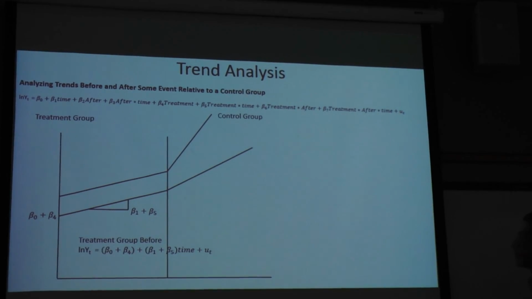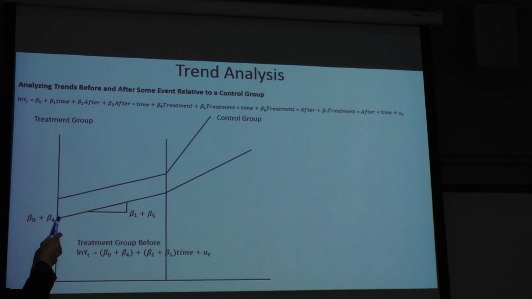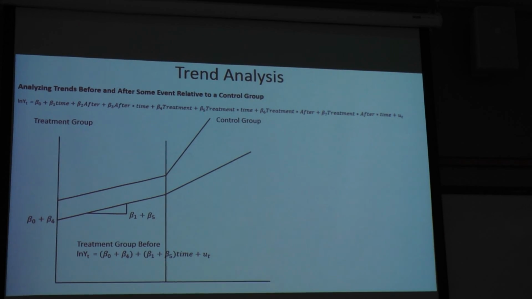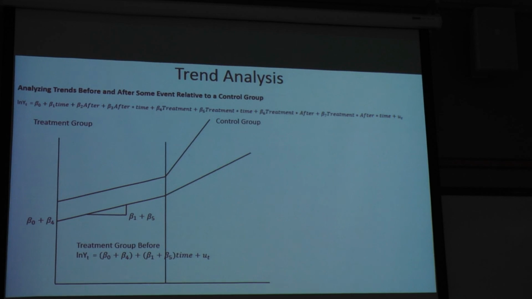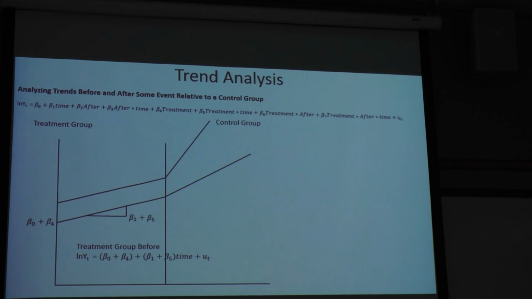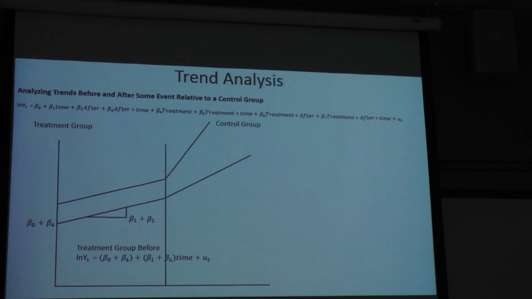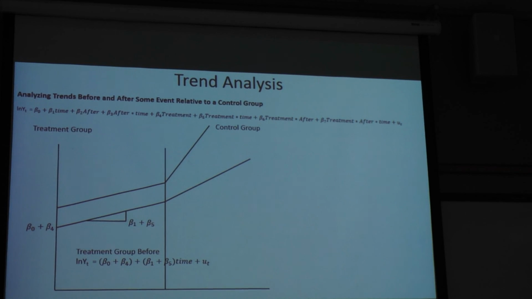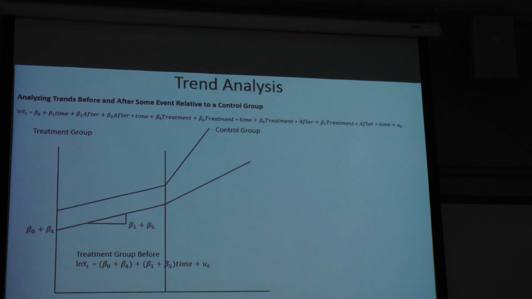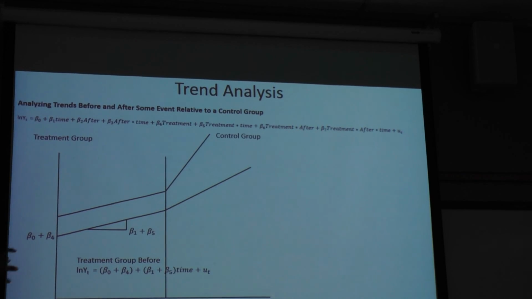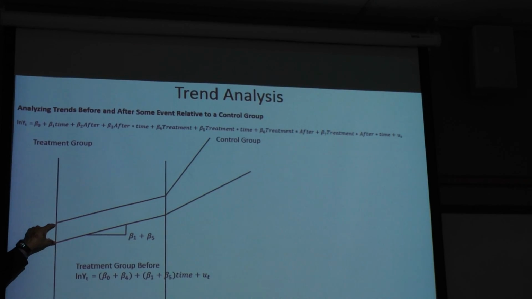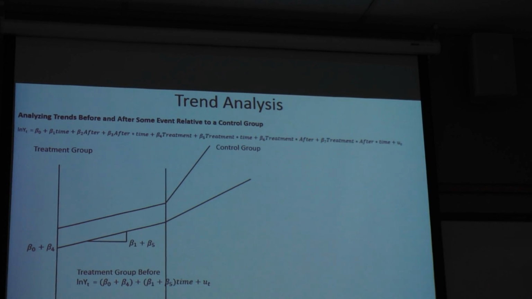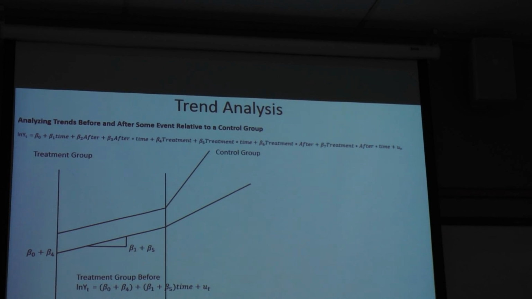Where beta 4 represents the difference in slopes of the treatment group relative to the control group before the treatment. Will you say that one more time? I'll try. Beta 4 represents the difference in the intercept of the treatment group before the treatment relative to the control group. This distance here. It's the difference in the intercepts between the treatment and control groups before the treatment.